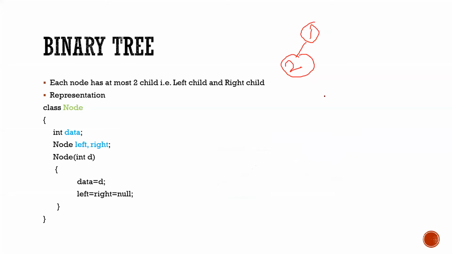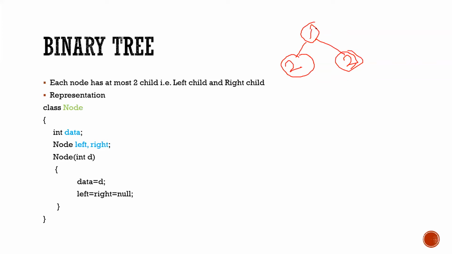Binary tree, as the name suggests, bi means two, right? Binary tree. Anybody? Okay. See, in a binary tree, you can have at most two children. Any node, any root node can have at most two children. That is, it can have 0, 1, or 2.